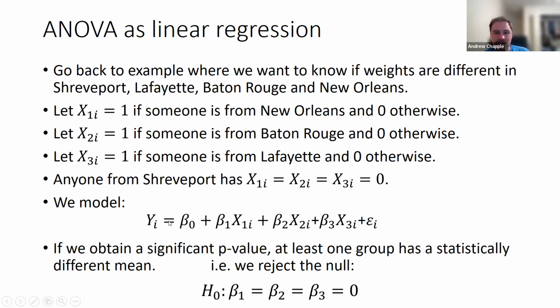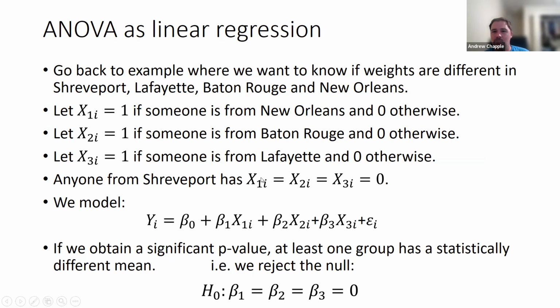So this is the statistical model here that I assume. I have a beta 0, that's my intercept. I have a New Orleans versus Shreveport effect. I have a Baton Rouge versus Shreveport effect. And I have a Lafayette versus Shreveport effect. So if I get a significant p-value, then at least one group has a statistically different mean, which means I reject this null here. Now, I want to point something out.